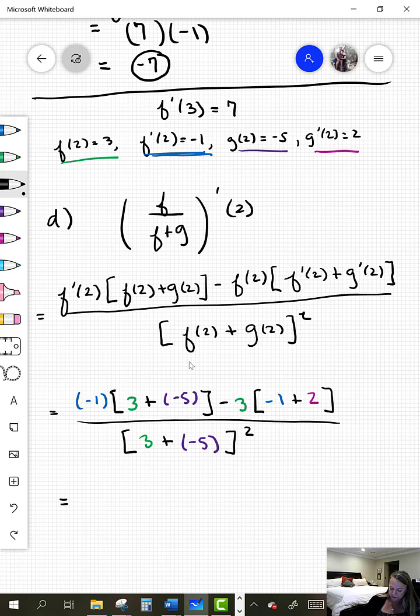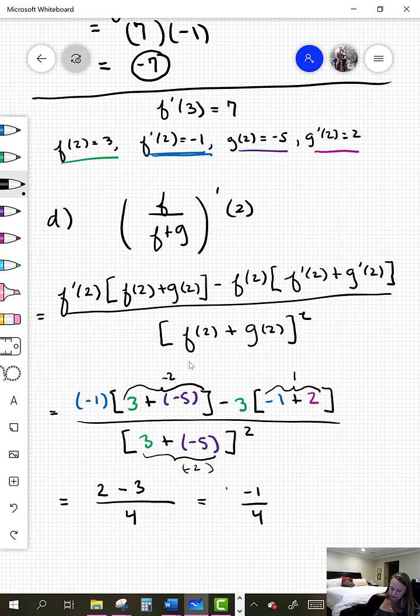So order of operations, we have negative 1. So inside this bracket here, 3 plus negative 5. 3 minus 5 is negative 2. Negative 2 times this negative 1 right there is 2. Minus negative 1 plus 2. So this is 1. So negative 3 times 1. So minus 3 all over 3 minus 5, which is negative 2, and that negative 2 squared is 4. So we get 2 minus 3, which is negative 1 all over 4 is our last one.